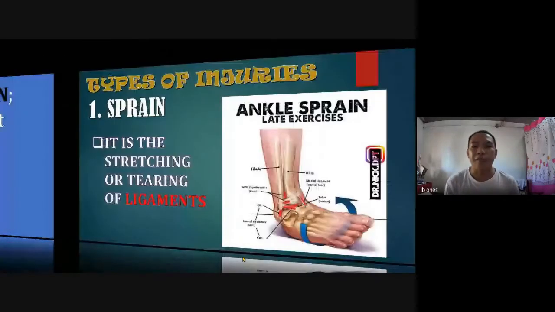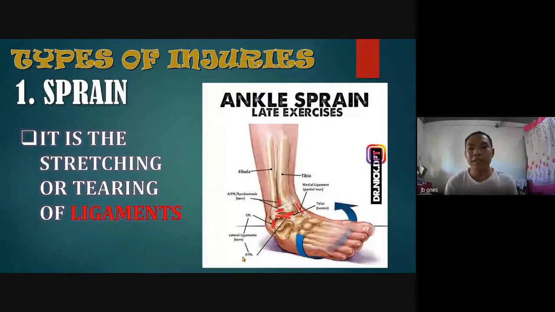So there are types of injuries. Number one type of injury is we have sprain. So sprain, the definition, it is the stretching or tearing of ligaments. Remember, the word highlighted is ligaments, which classifies it as a sprain.